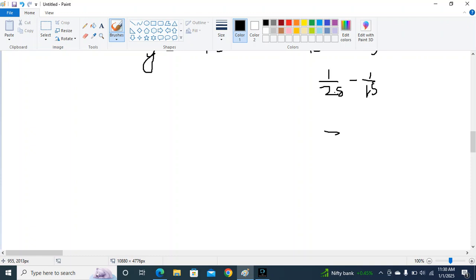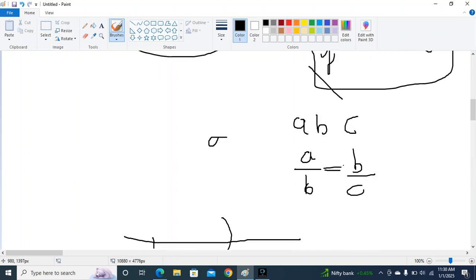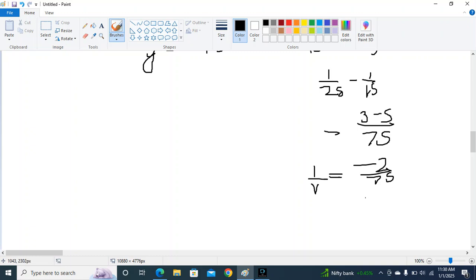It will be 5, 3, 5, 3, 15, 15 by 75. That is 75 upon 3 minus 5, which will be minus 2 by 75. And it is actually 1 by V. Because it is negative, it means that the image will be formed on this side of the mirror. On reversing it, it will be 75 by 2, which will also be negative.